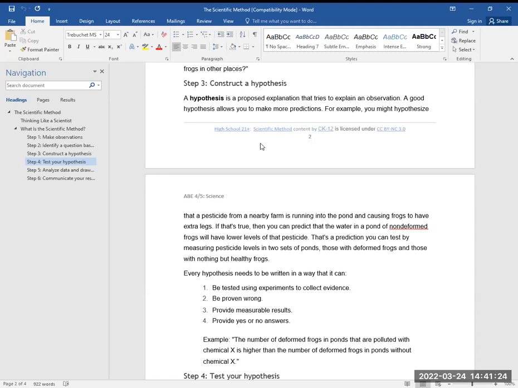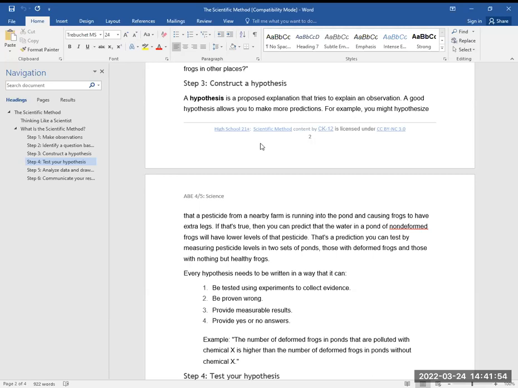So in this case, every hypothesis should have the following, right? It needs to be written in a way that can be tested using experiments to collect evidence. So the pond situation, that's something you can test. Pesticide, you can measure that, okay? It has to be able to be proven wrong. It has to provide measurable results and provide yes or no answers.